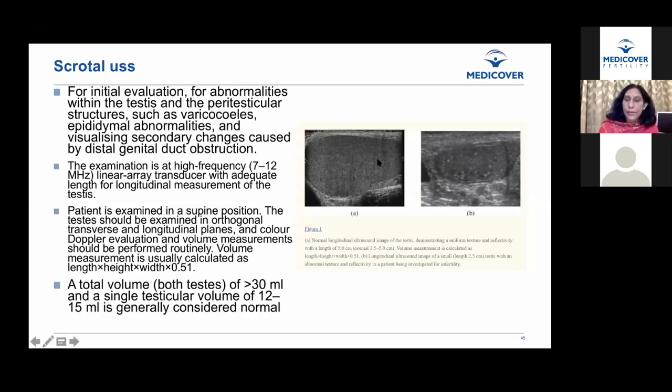So this is a good normal testis, and then there is a small testis here with an abnormal texture and reflectivity in this picture. The normal total volume we expect of both testes together is more than 30 mL, but a single testicular volume of about 12 to 15 mL is considered normal.